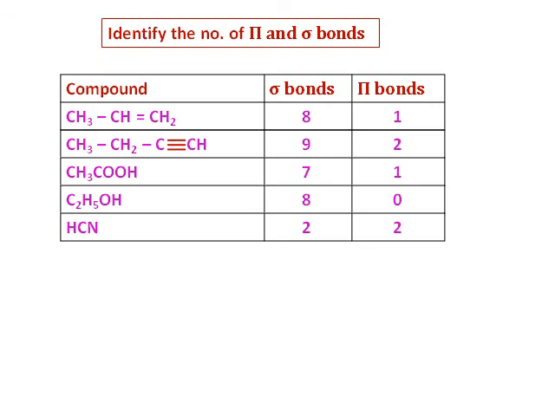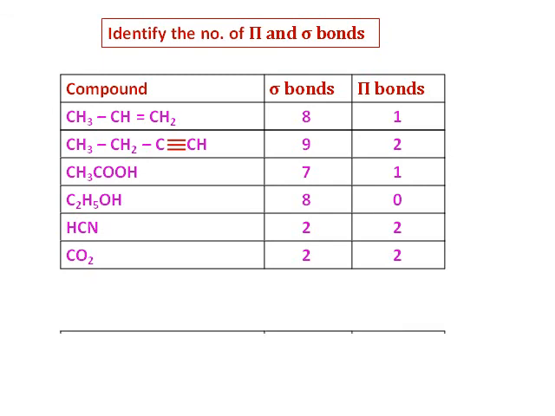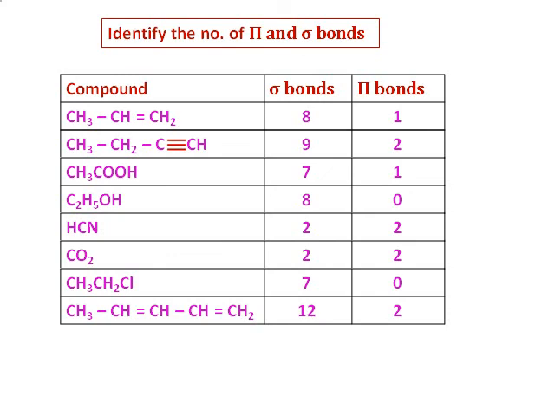HCN, there will be a triple bond between carbon and nitrogen, and hence it will have 2 pi bonds. Carbon dioxide has a double bond between the carbon and each oxygen, and hence it has 2 pi bonds. CH3CH2Cl has no pi bonds. And the last compound, because of the presence of 2 double bonds over there, it has 2 pi bonds.